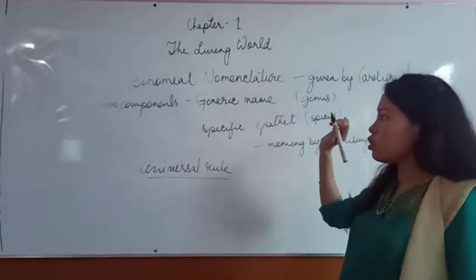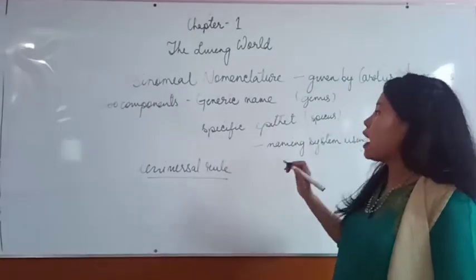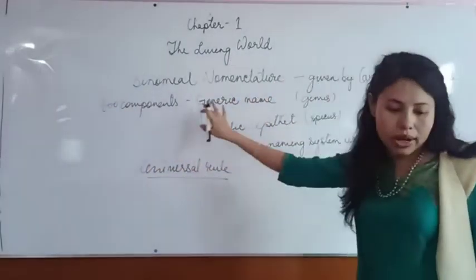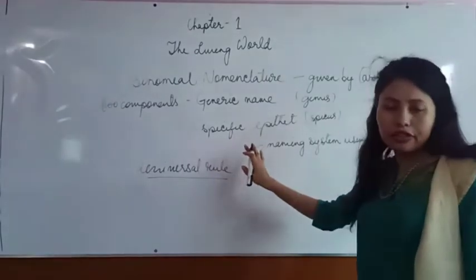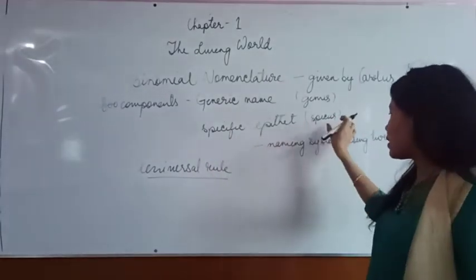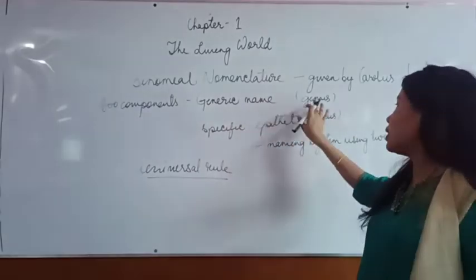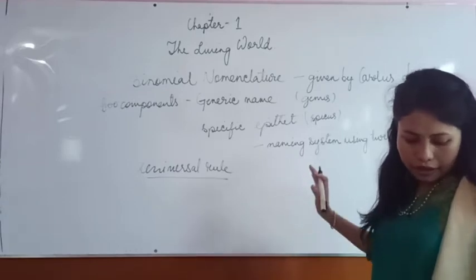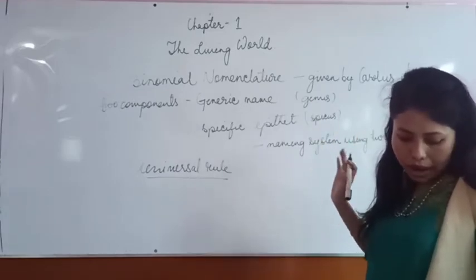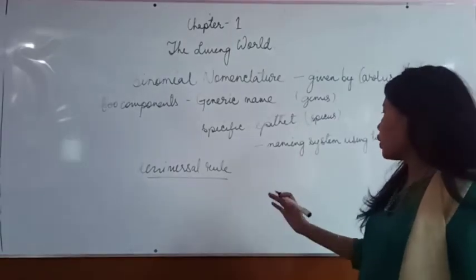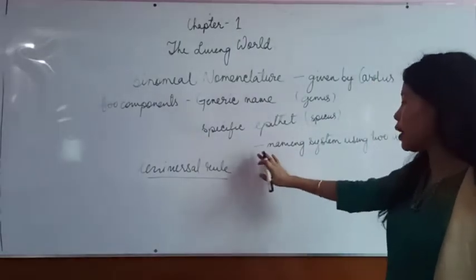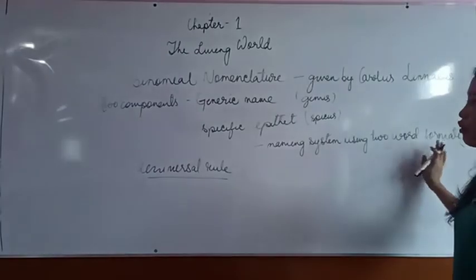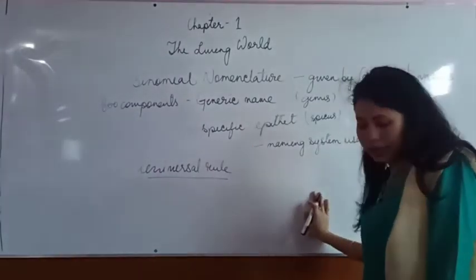So binomial nomenclature, given by Carolus Linnaeus, says that the name of an organism will have two components: one is a generic name and another is a specific epithet. The specific epithet is the species, and the generic name is nothing but the genus of the organism. This practice was first given by Carolus Linnaeus, a biologist, and up to now we are following his naming system. In binomial nomenclature, we use a two-word format.